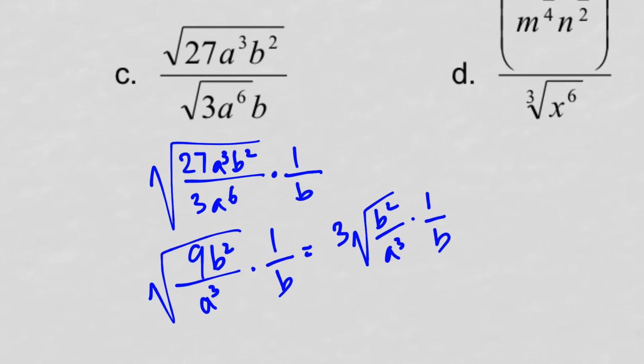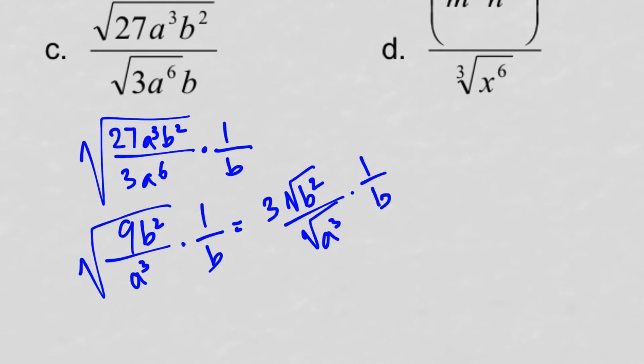Alright. Now, let's see. You know what? Let me erase this. I want to write it as 2 separate radicals now because it doesn't seem like I can simplify anymore. So it's going to be 3 radical b squared over radical a cubed times 1 over b. B right there. And I know I'm going a little bit sideways when I'm writing now.